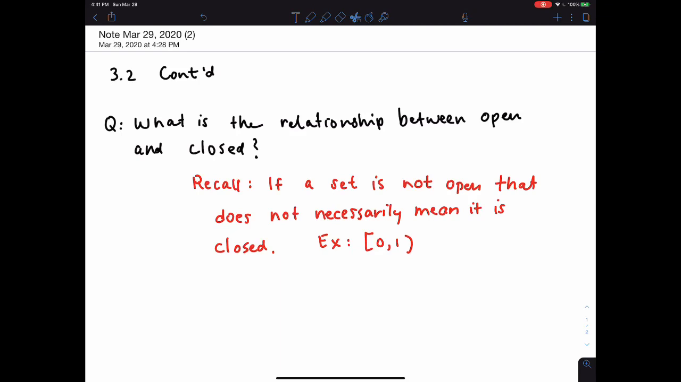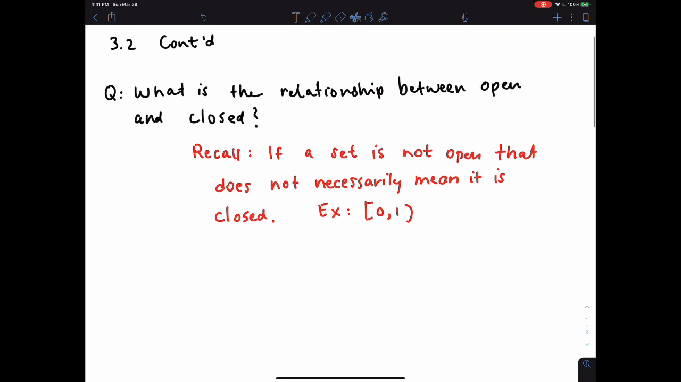So open and closed, they're not like negations of one another. Not open doesn't mean closed. Not closed doesn't mean open. But there is a relationship between them, and we're going to start exploring what that looks like. So the first thing that I want to do is talk about the boundary of a set.